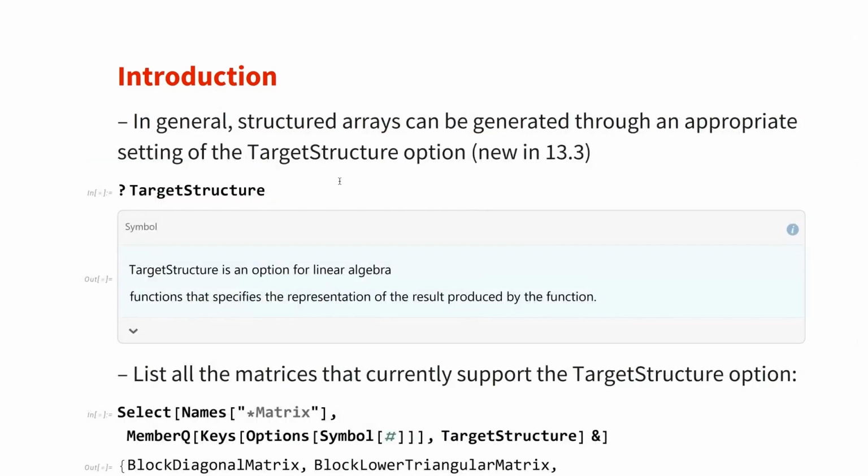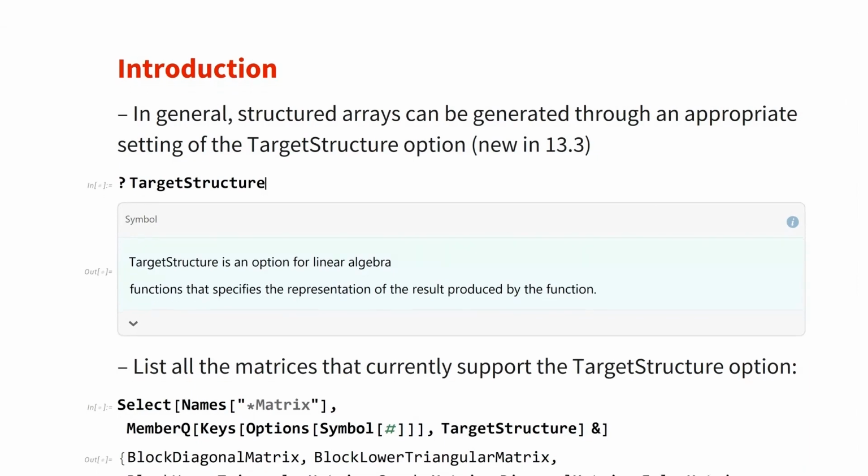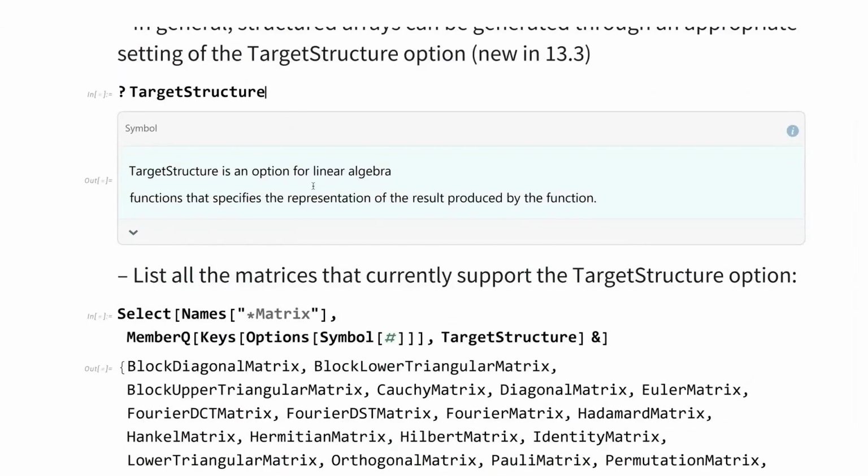The point over here is that we have had the list structures forever, so we need a new option in 13.3 to deal with it, and that's what we just saw in the previous slides, the target structure option. Target structure is an option for linear algebra functions that allows you to decide what kind of result you want from your function.